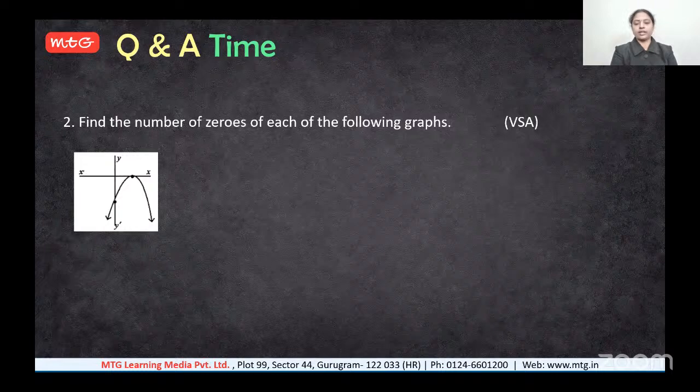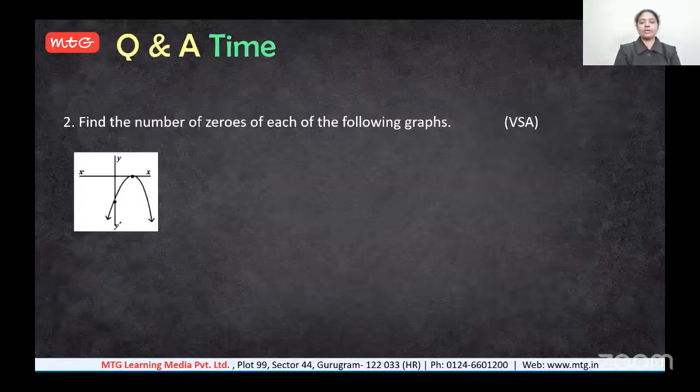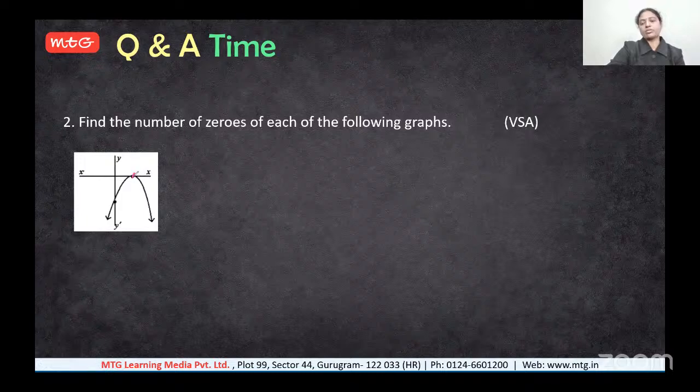Very good. Perfect. Please do not send your answers in the public chat, because whoever is trying may get demotivated by looking at the other answers. So try to send your answers into my personal chat. Perfect. Yes, all the answers are right because it is meeting the x-axis at only 1 point. So it has only 1 zero. Perfect. The next graph is here.